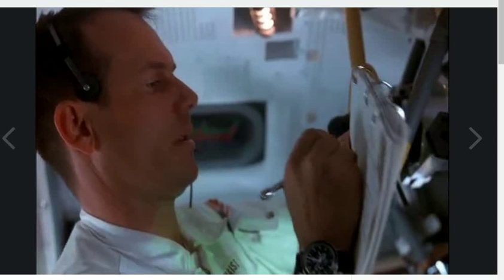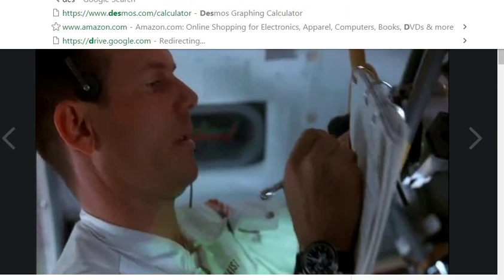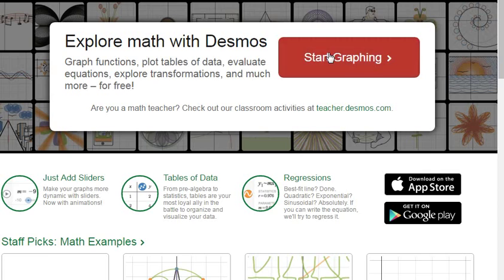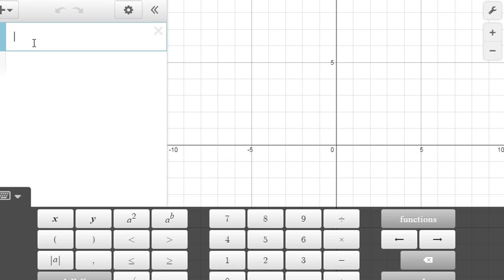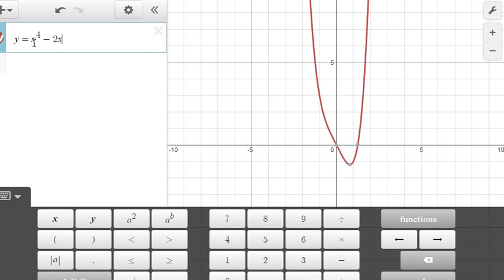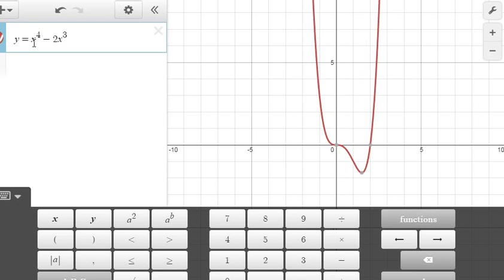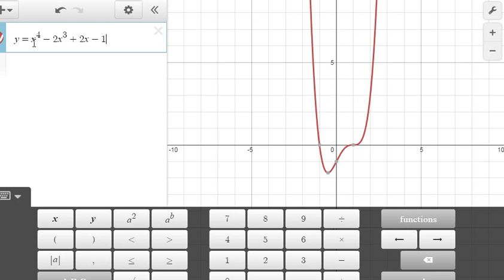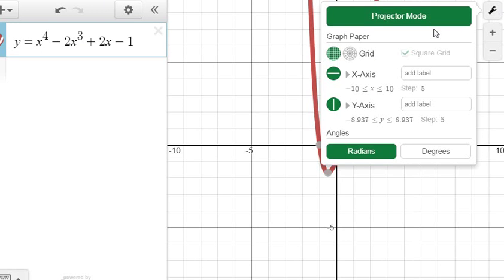Well, we can look at the graph. You should know that there's a correspondence between roots and factors, right? So let's go to Desmos and see what Desmos can tell us. So we have y equals x to the fourth minus 2x cubed plus 2x minus 1. Okay, so there's our graph. Let me make it a little bit easier to see.